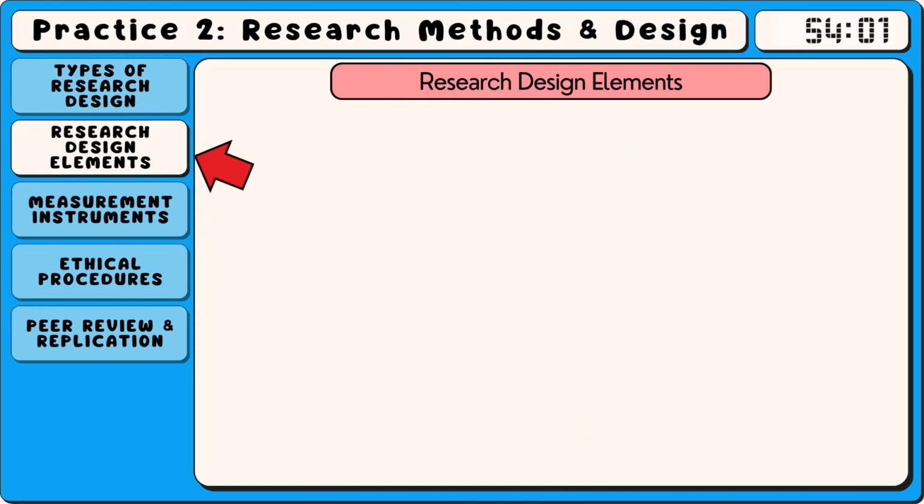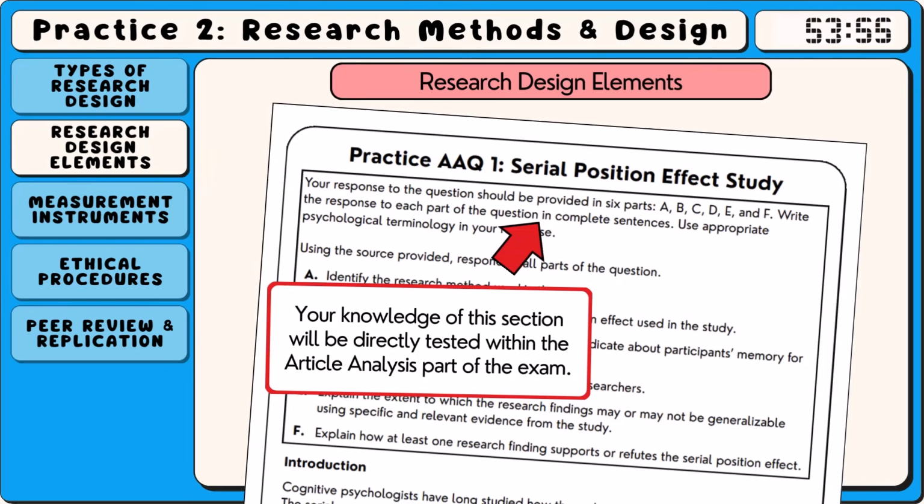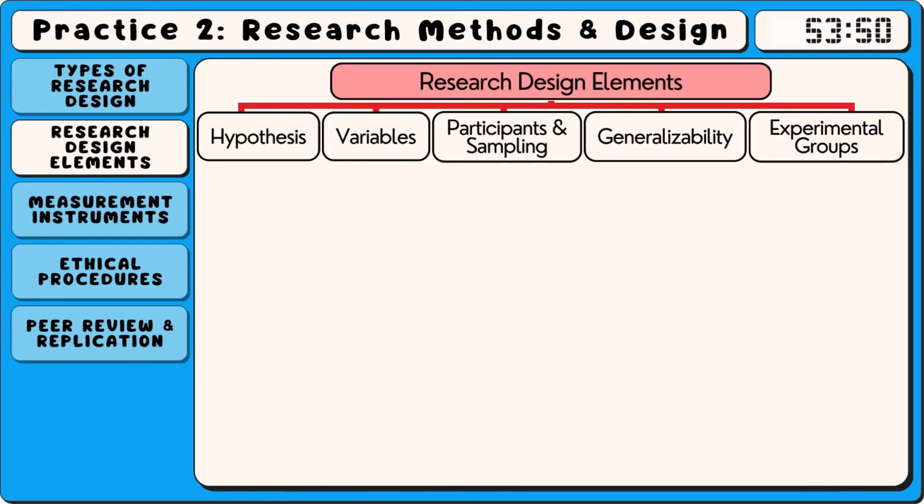And now let's move on to the next lesson, which zooms in on the different research design elements in a study. Again, your knowledge of this section will be directly tested within the article analysis part of the exam. So, let's dive in. We'll look at the following elements of research design: the hypothesis, research variables, participants and sampling, generalizability, and experimental groups. Let's start with hypotheses.